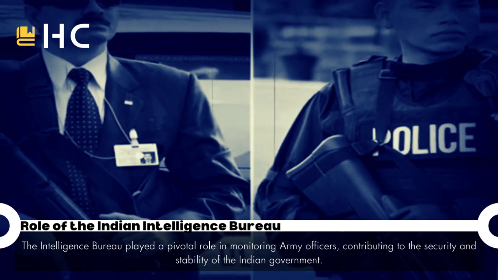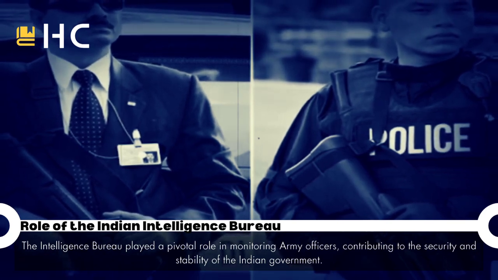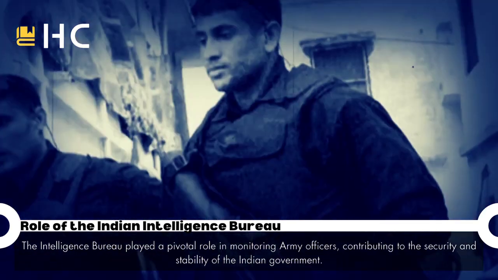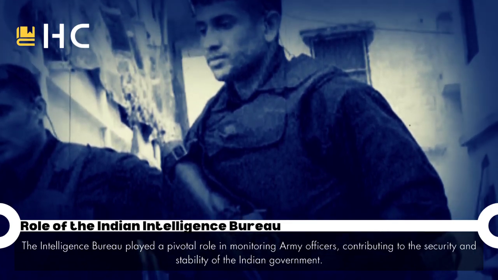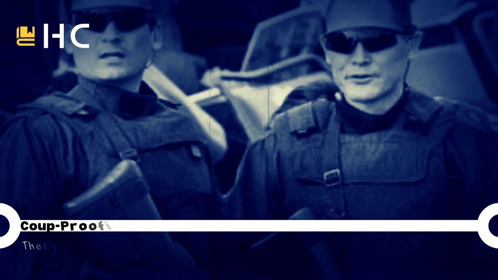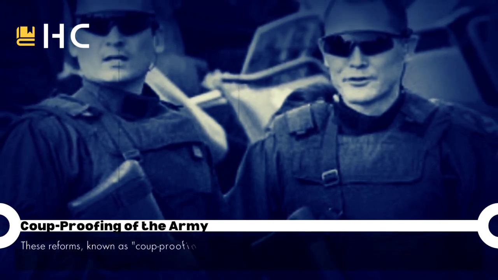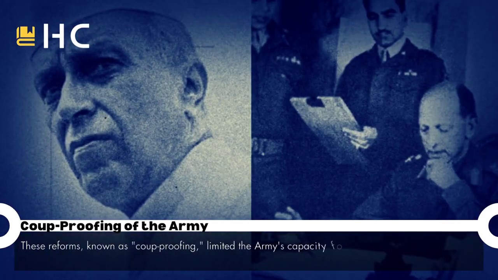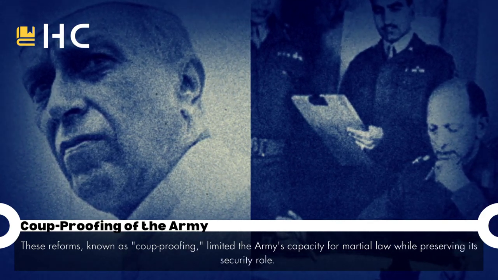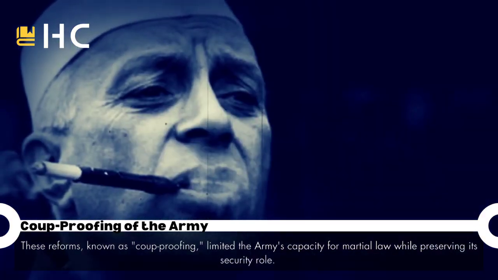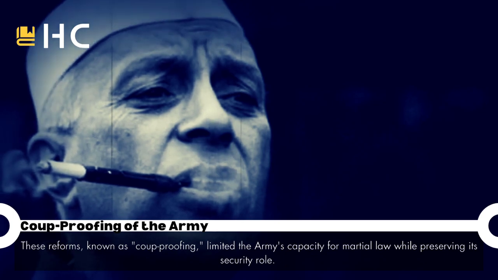The Indian government established separate forces for the protection of the Prime Minister, President, and nuclear assets, which further reduced the possibilities of military mutiny. These reforms are historically called coup-proofing of the Army, which has limited its ability to impose martial law while maintaining its security responsibilities and sanctity among the public.